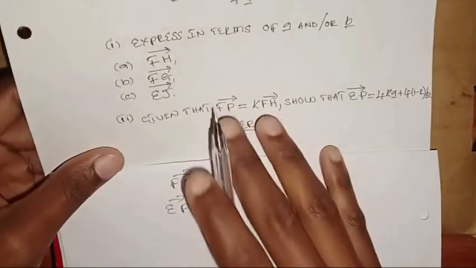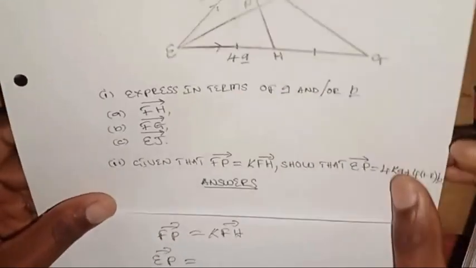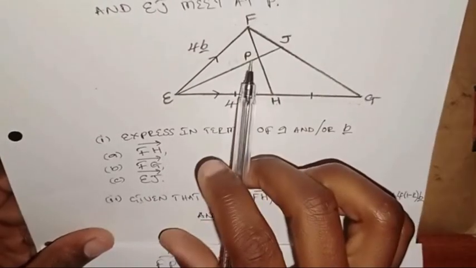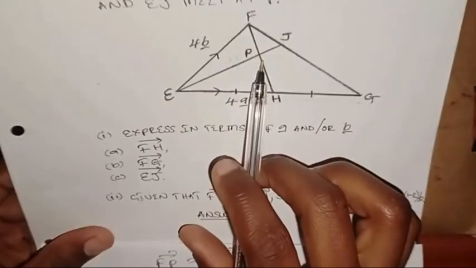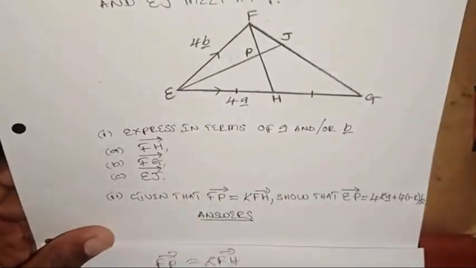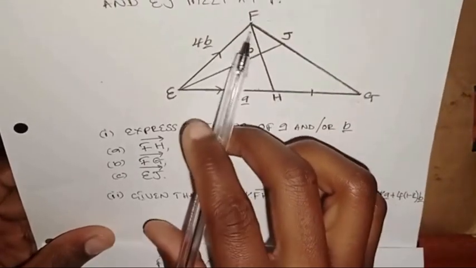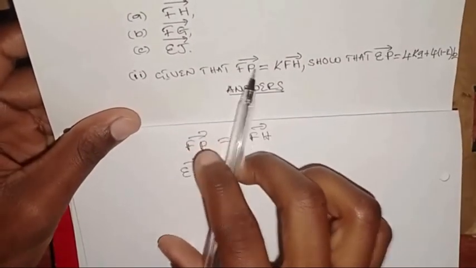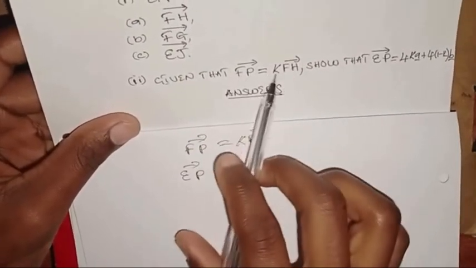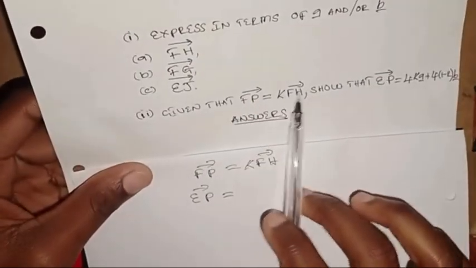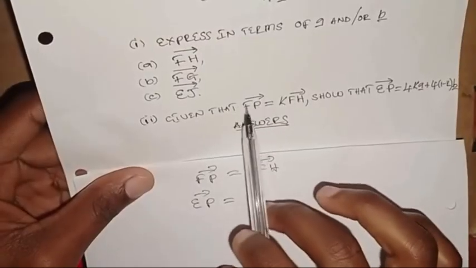If we look at our diagram here, how do we move from E to P? We can say that EP equals EF plus FP. Do you know why we are using FP even though we haven't been given a value here? Because we have been given the value of FP here, as you can see. So FP equals this. That's why we are utilizing it. We need to utilize this vector because it has been given.